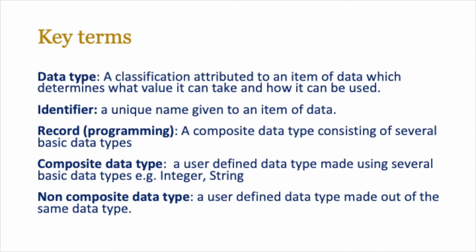An identifier is a unique name given to an item of data. Basically, it's a variable name. At AS level, we call it an identifier.